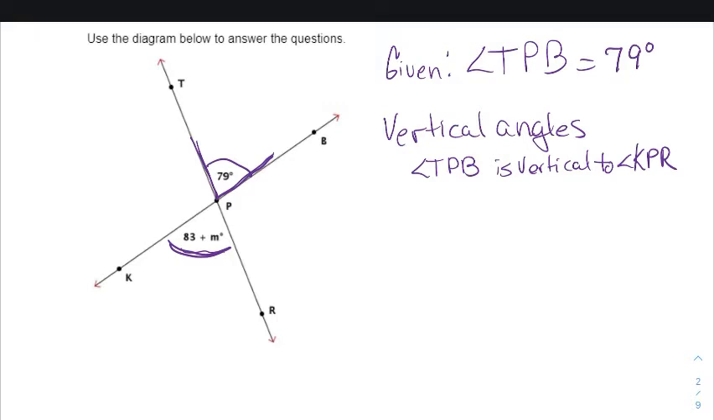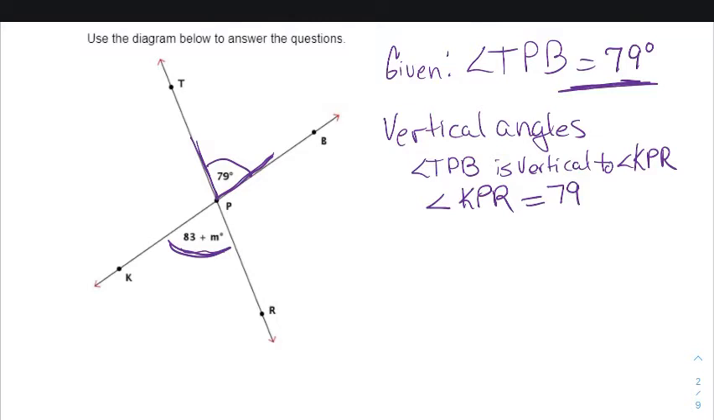So the definition again of vertical angles is that we have two angles with a common vertex that form two rays or opposite rays. So they are two lines. When two lines intersect each other, they form two vertical pairs. All right, so we have this particular vertical pair. So if angle TPB is 79 degrees, then we should also know that the angle KPR is also equal to 79 degrees.